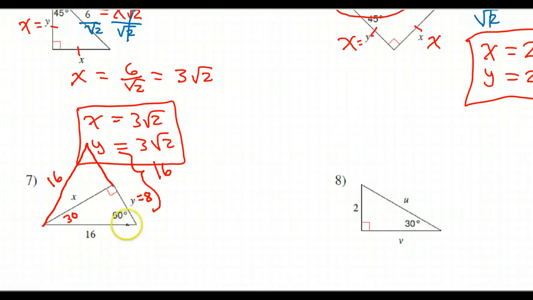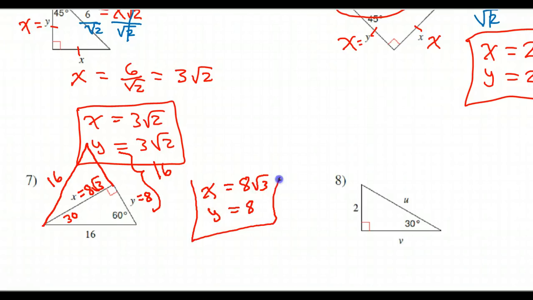Now worst case scenario, I could do the Pythagorean theorem right now: x squared plus 8 squared is equal to 16 squared, and find this. Or I could use the shortcut and realize that since this leg is 8, then this will be 8 radical 3. That is how you solve it. So x is equal to 8 radical 3, and y is equal to 8.